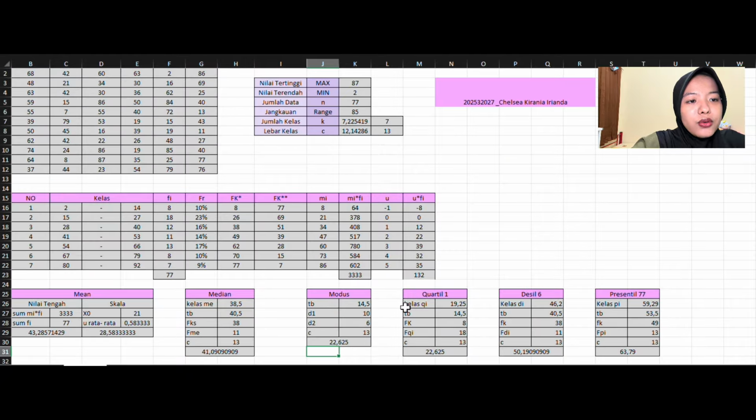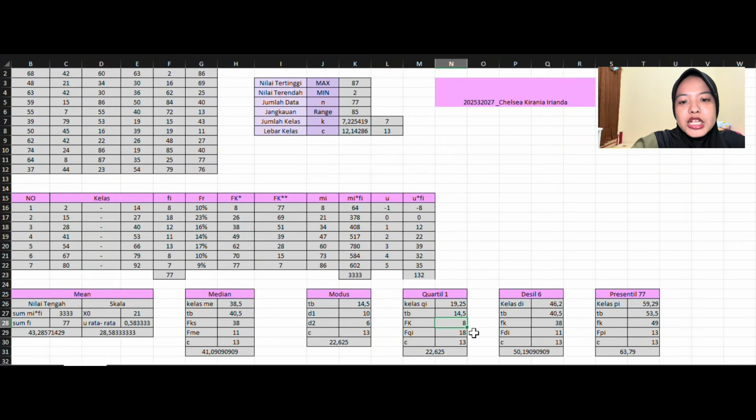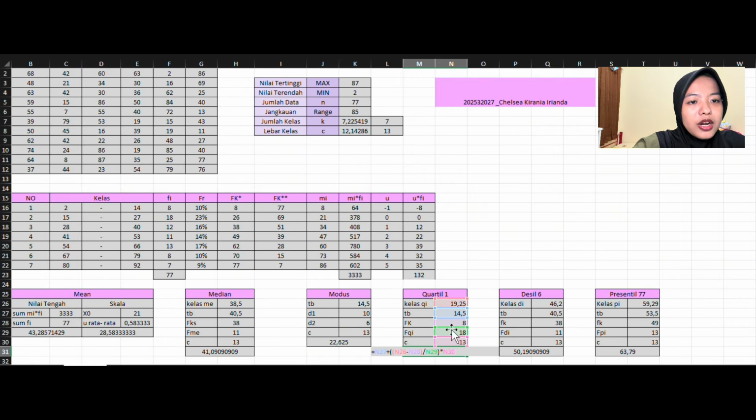After that, I calculated the first quartile or Q1 using the formula of the lower boundary of the quartile class plus the quartile position minus the cumulative frequency before the quartile class, divided by the quartile class frequency and then multiplied by the class width. The first quartile obtained was 22,625, which means around 25% of the data are below that value.